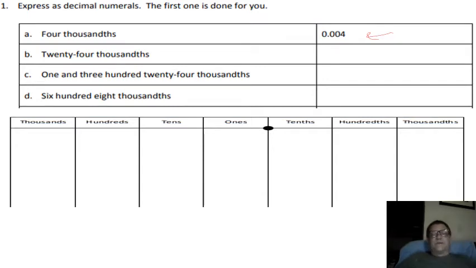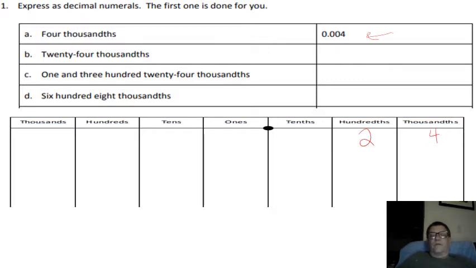So easiest way to do this is to go ahead and read this. And it says 24 thousandths. Now, since it says thousandths, I could come over here and put 24 right here. But we know I cannot put 2 digits in one place value unless I'm working with unit form. And we need to get in standard form. So now I'm going to take this 2, and I'm going to move it over one place value. And now we have 24 thousandths.